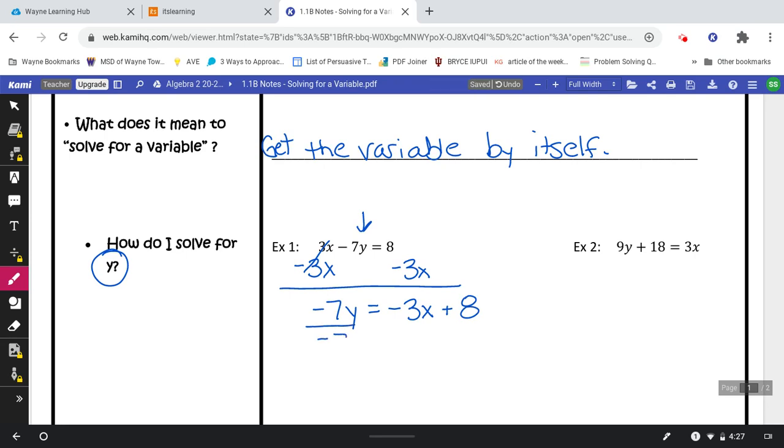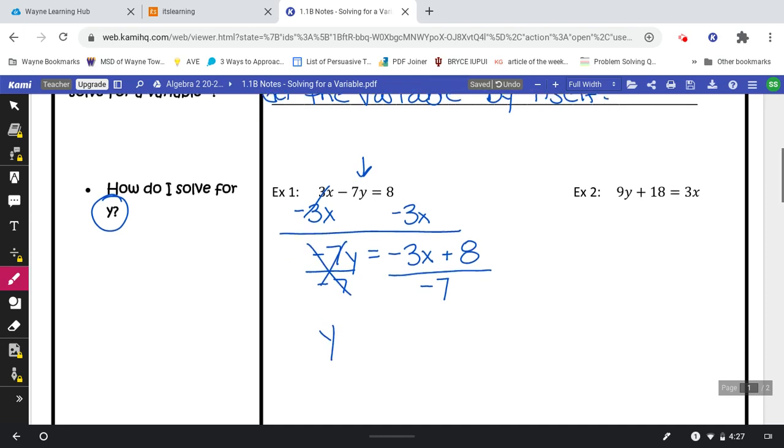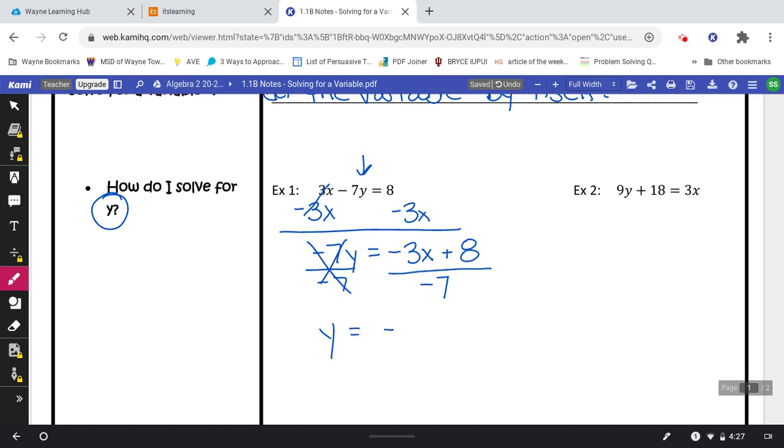Then you divide by negative 7. And here you can either divide the entire thing by negative 7, or you can do it individually if you want. Since this does not ask me to graph, I'm going to go ahead and just leave it in this format. Negative 3x plus 8 all over negative 7, and that's going to be my final answer.